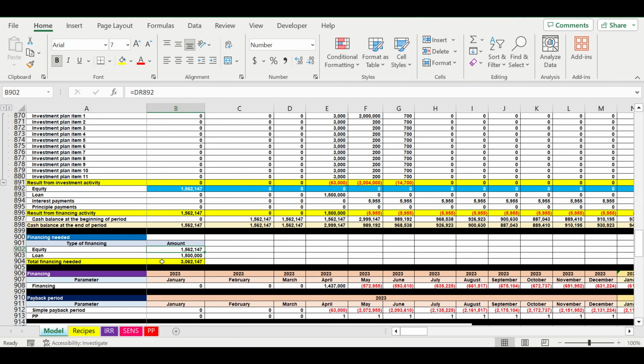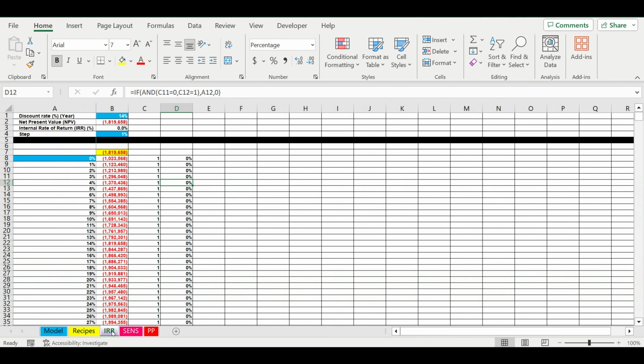Now, we're moving to Internal Rate of Return tab. In this cell, we specify the level of discount rate. Here we have 2 more parameters. One of them is a discount rate count. The second parameter is starting discount rate value. Then, we move to the next step.